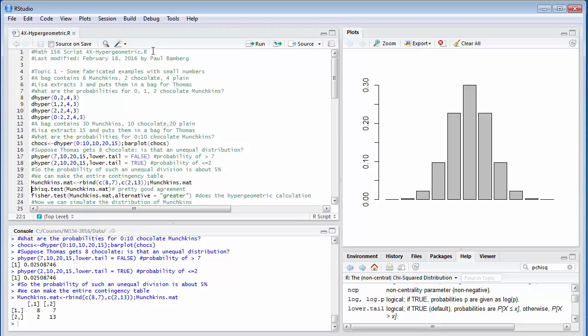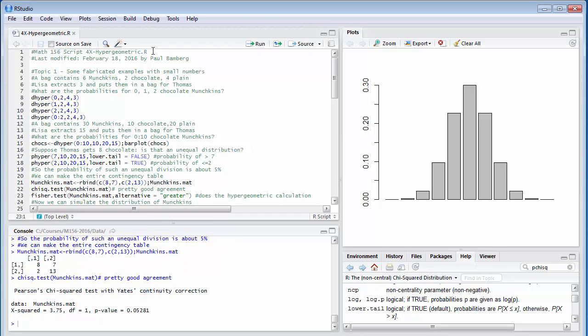And here's what it looks like down at the bottom. Thomas gets 8 chocolate and 7 plain. Catherine gets 2 chocolate and 13 plain. And this is a natural for a chi-squared test. We run a chi-squared test on it, and it says the probability that this unfair distribution would occur is about 5%. But there's also built into R an exact test of this based on the hypergeometric distribution.